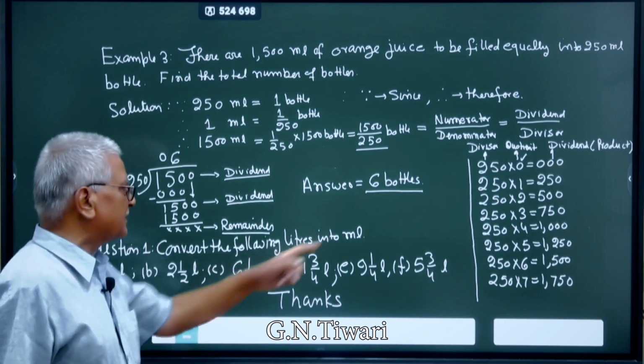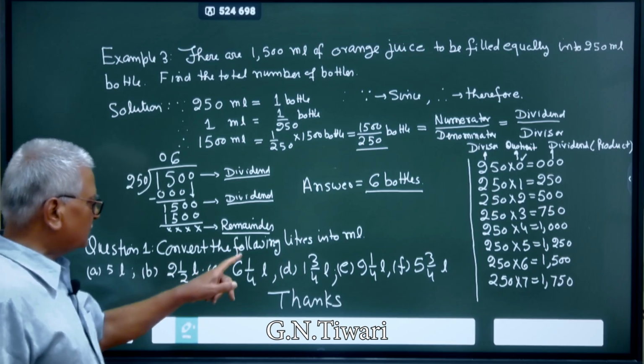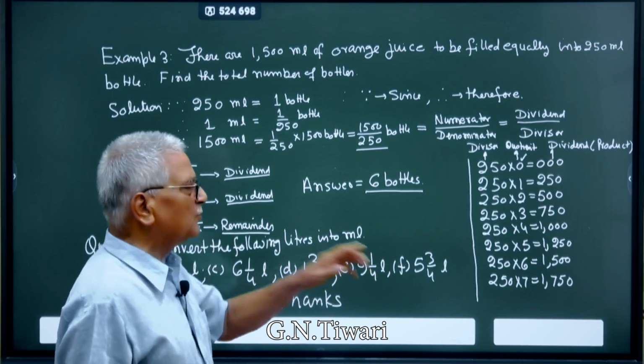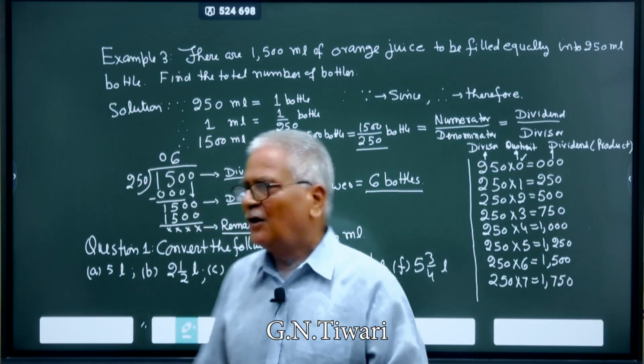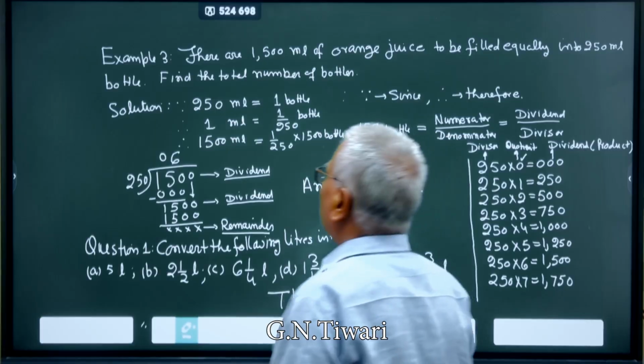Convert the following liters into ml: half 5 liter, 2.5 liter, 6 and 1 by 4 liter, 1 and 3 by 4 liter, and you have to do it in a similar way where you have to use the conversion unit from lower to higher.